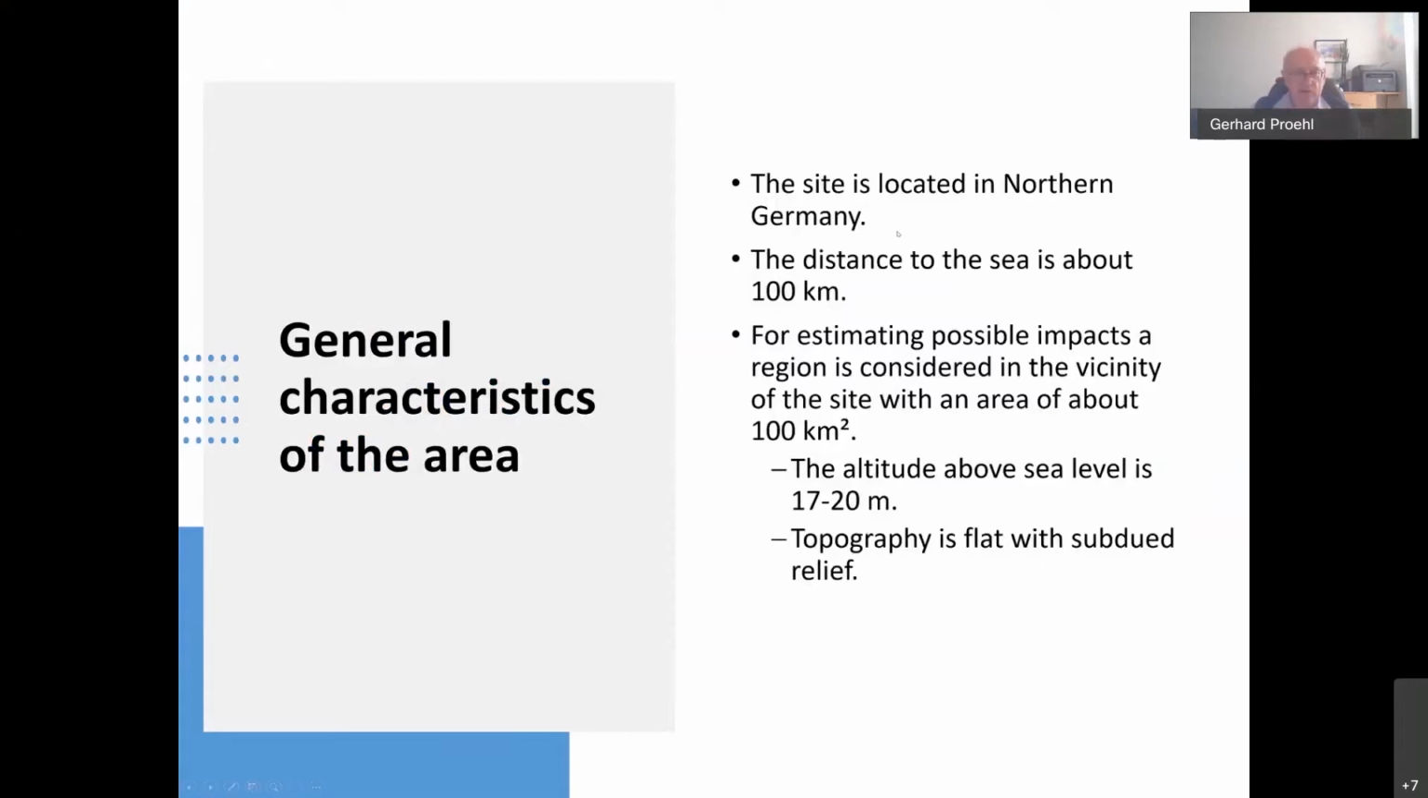Okay, about the general characteristics of this area. The site is located in northern Germany. The distance to the sea is about 100 kilometers. For estimating possible impacts, a region is considered in the vicinity with an area of about 100 square kilometers, which means 10 by 10 kilometers. The altitude above sea level is about 20 meters, and its topography is flat with some little hills.